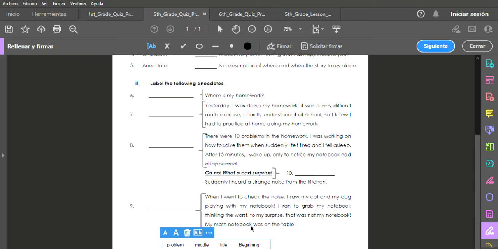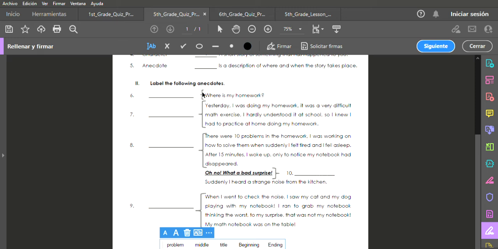And then, ending. El final de la anécdota, the ending of the anecdote. These are the parts that you have to label. Estas son las partes que tienes que poner aquí. Remember that all of these are randomly written. Todas estas están escritas aleatoriamente. You have to put them in the right label. Tienes que ponerle la parte en la etiqueta correspondiente, ¿ok?